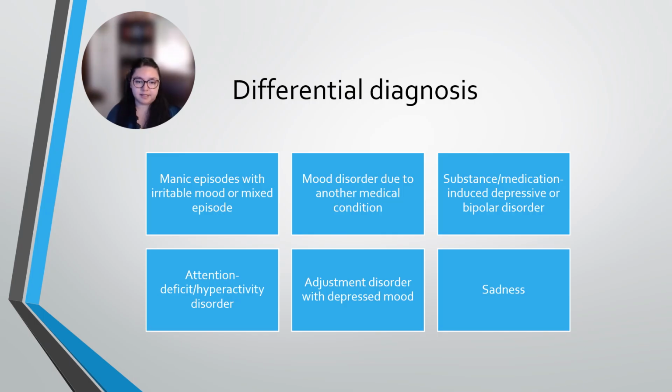So here's a list of differential diagnoses that are listed in the DSM. Some of these we talked about already, and you're going to be familiar with them at this point. Manic episodes with irritable mood or mixed moods, mood disorders due to other medical conditions, substance and medication, ADHD, adjustment disorder with depressed mood, and general sadness, right? So it's important to notice what it is that we need to address and how it affects the client. This helps us understand where we're going to go and what kind of symptoms we are actually looking for. How do we know we're helping our client, right?